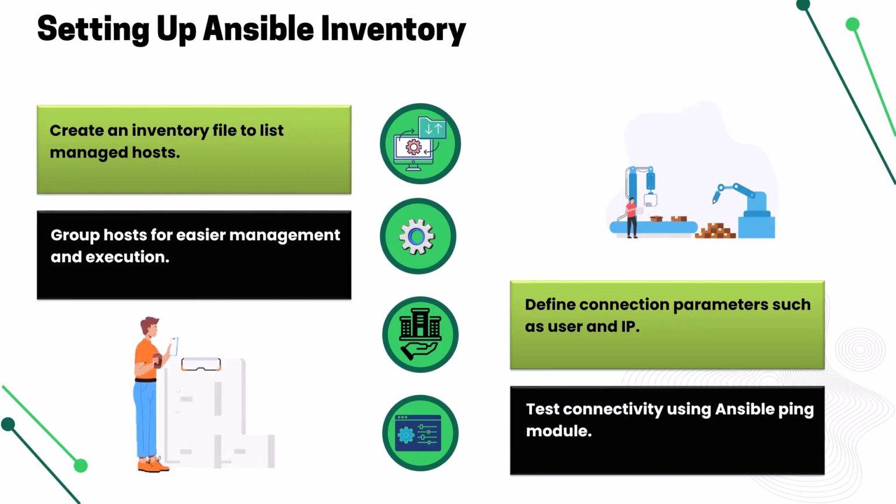Think of your inventory file as your Ansible address book. It tells Ansible where to go and whom to talk to. Grouping hosts makes it easier to manage them collectively. Setting connection parameters right is key, or else Ansible might end up knocking on the wrong door. A quick ping test makes sure everything is set before running real commands.